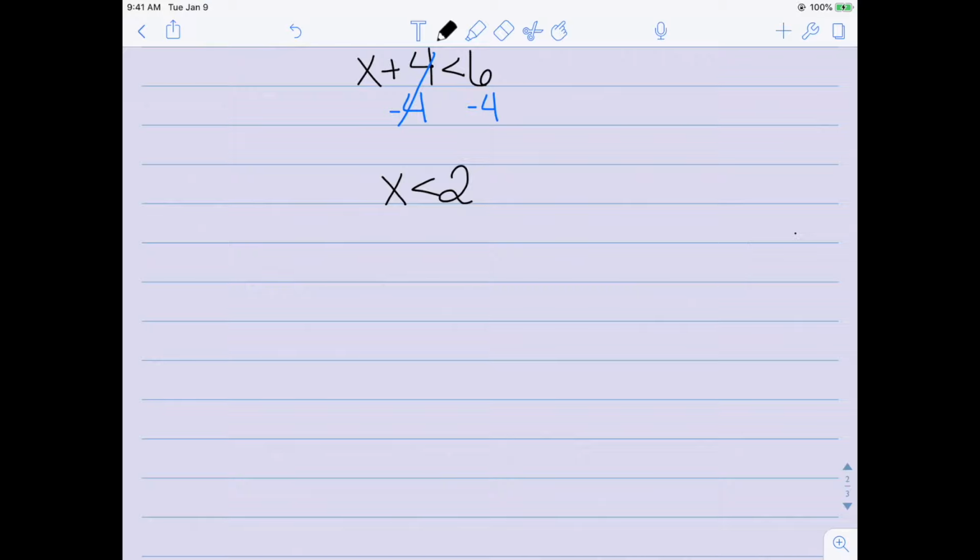Typically, we want to give these answers in interval notation, which would be the interval from negative infinity to 2. We use parentheses on negative infinity always, and since we are not including 2, we'll need to use a parenthesis on the 2.